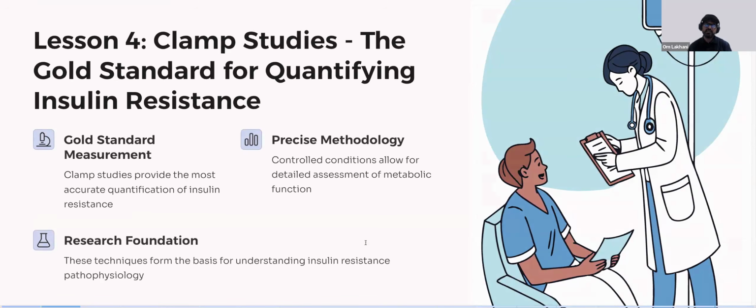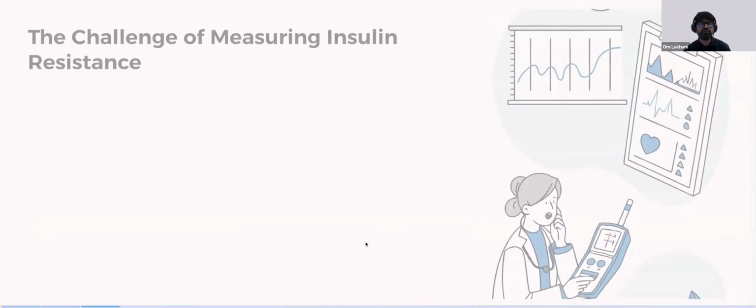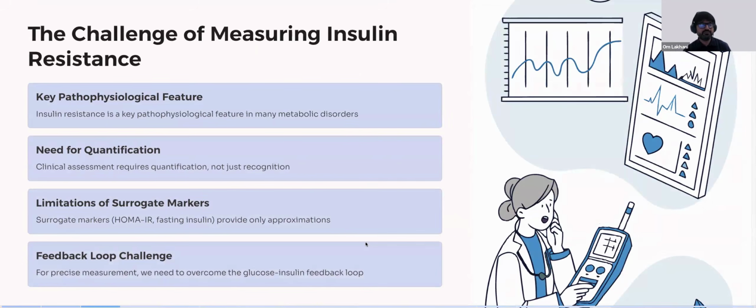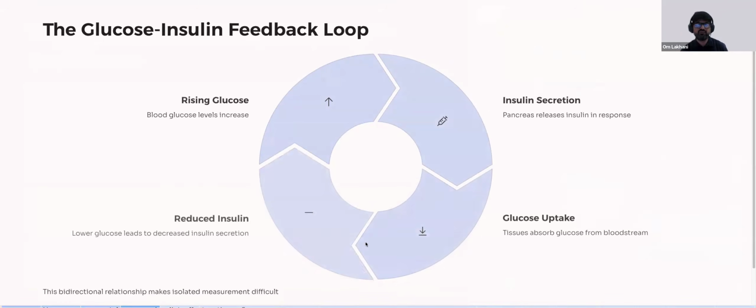Okay, so clamp studies are actually the gold standard for measurement of insulin resistance. So if you want to do research, or if you want to prove that your drug, let's say Zuventus wants to prove that lobeglitazone is a very good drug for insulin resistance, then they have to do clamp studies to prove that, right? So clamp studies are more useful for research. Okay, we'll see what they are and what it is.